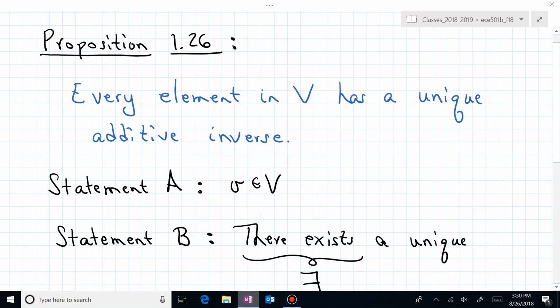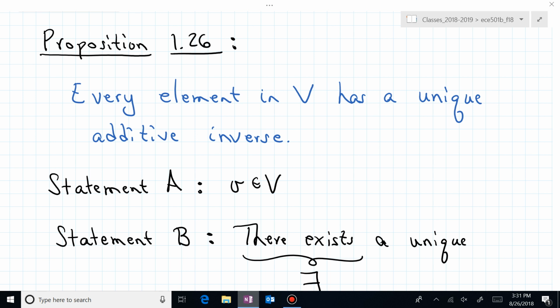Welcome back to ECE 501B. In this short video, I want to simply walk through a proof of Proposition 126, and we will actually prove this proposition using a contradiction strategy. Proposition 126 says every element in V has a unique additive inverse.